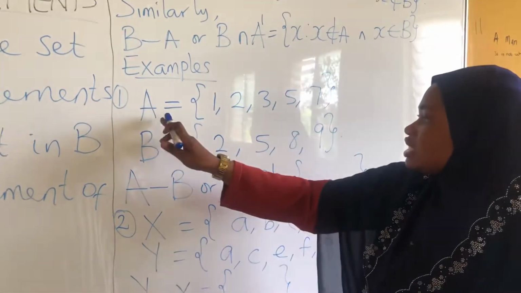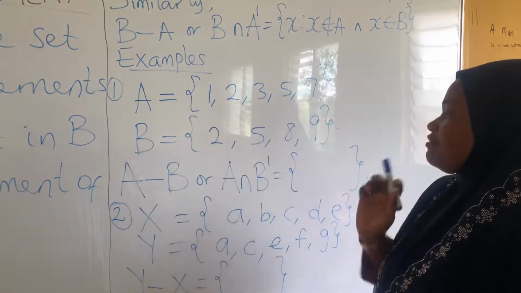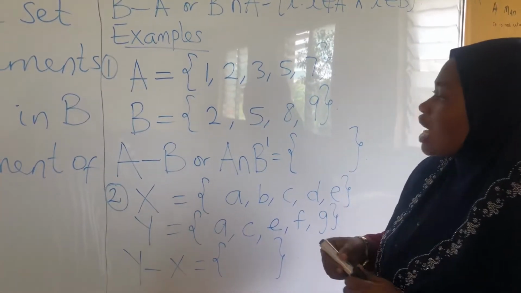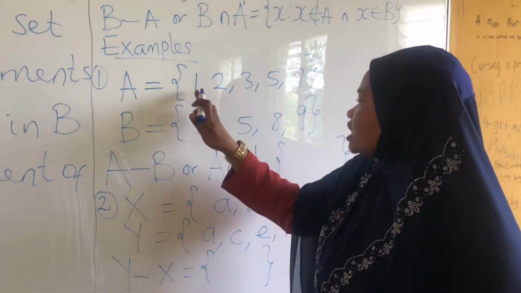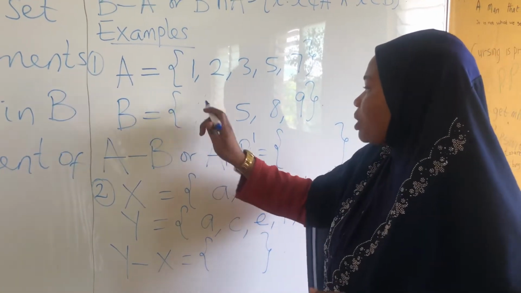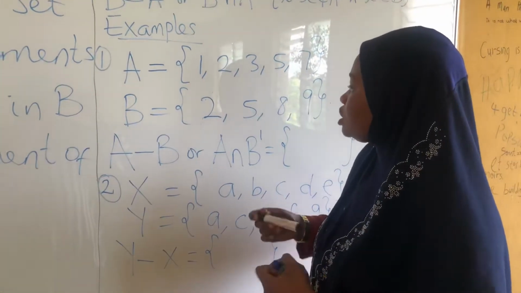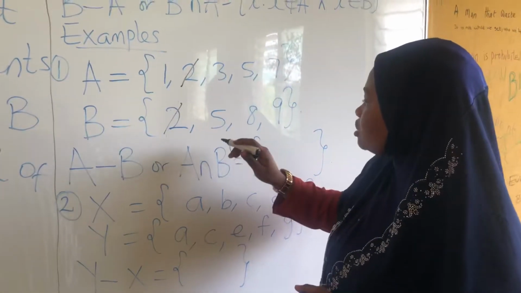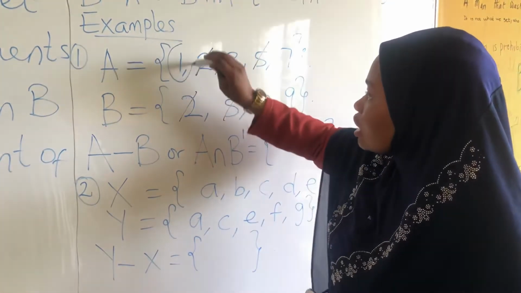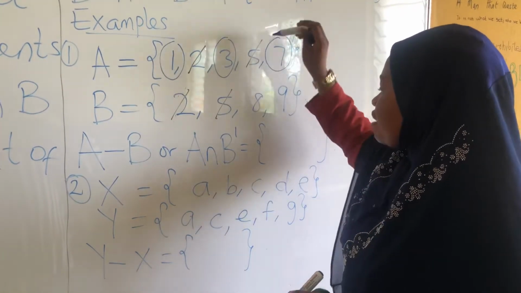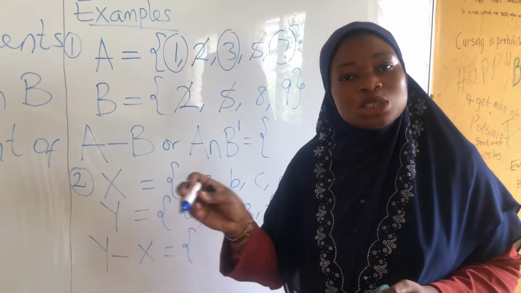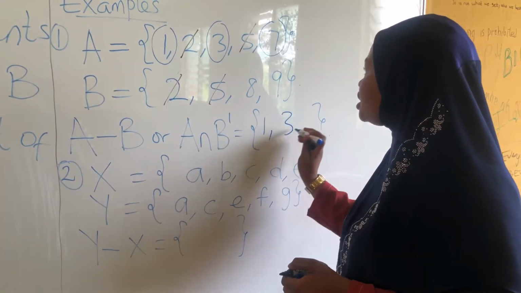So, examples now. Let set A be equal to {1, 2, 3, 5, 7} and B be equal to {2, 5, 8, 9}. If you want to find A minus B, that means you have to cancel those elements that they have in common. We can see that there is 1 in A, and 1 is not in B. There's 2 in A, and 2 is in B, so let's cancel that one. These two, I have to cancel out. What else do they have in common? They have 5, so let's cancel it. The remaining elements in A are what we have to write now, which are 1, 3, and 7. So A minus B, or A intersect B prime, means all the elements that are in A but not in B, and those elements here are 1, 3, and 7.